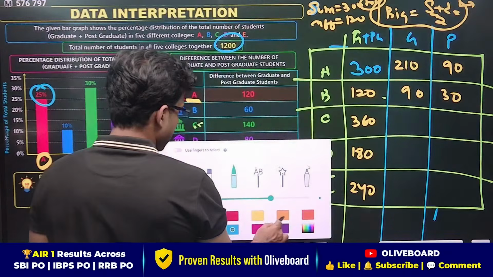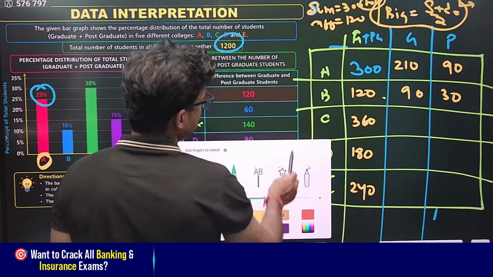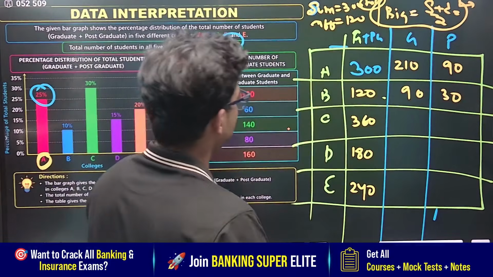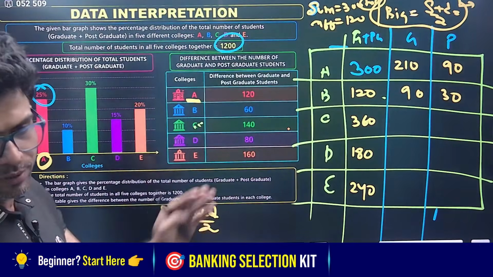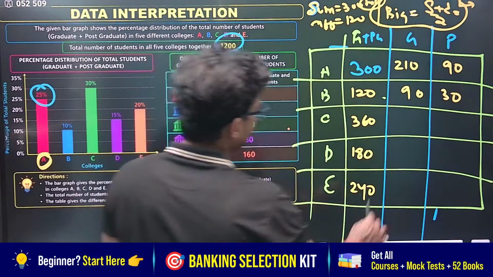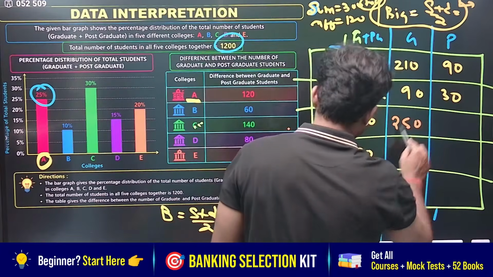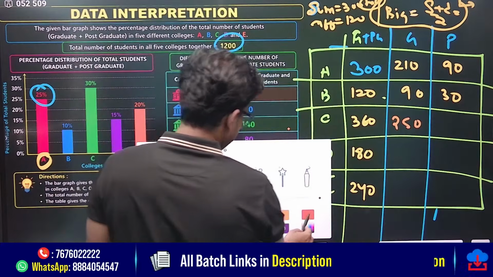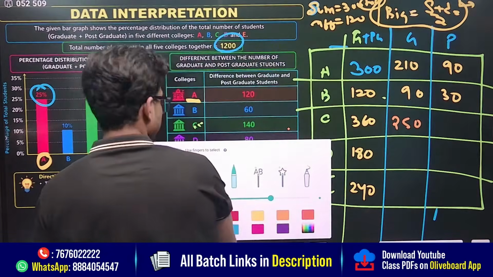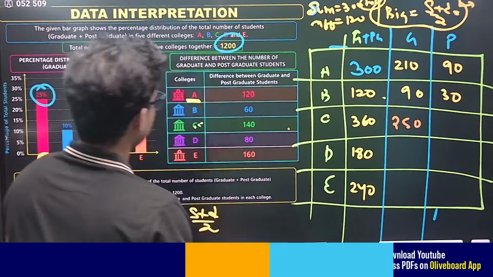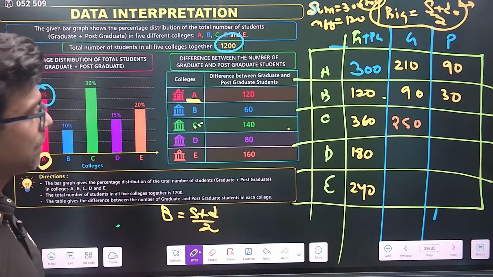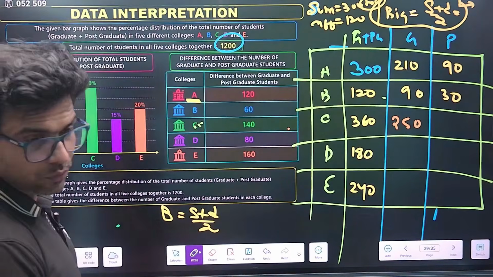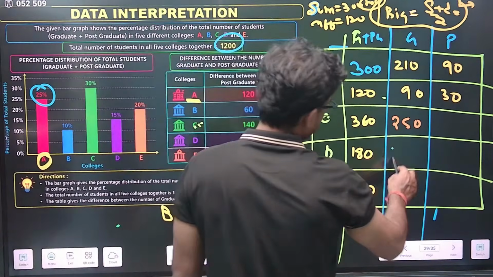Now just figure out the remaining part, which is graduate. Now 360 plus 140 is 500. The bigger number would be 250. So here the number would be 250, correct? Now let's come to this part. Now we have 180. 180 plus 80 is 260, divided by 2 is 130. So I'll put here 130.